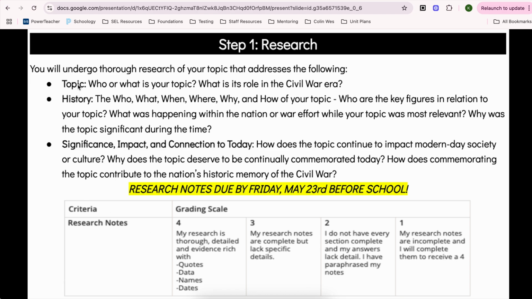The expectation today is that you will be compiling research, primarily most likely in the topic and history sections, from the resources that I've provided. The research itself should not be paraphrased. It should be directly from the sources. It should be really specific with quotes, data, names, dates. It should not be a summary of what you're learning. It should just be the compilation of research. I should see bulleted lists of information.